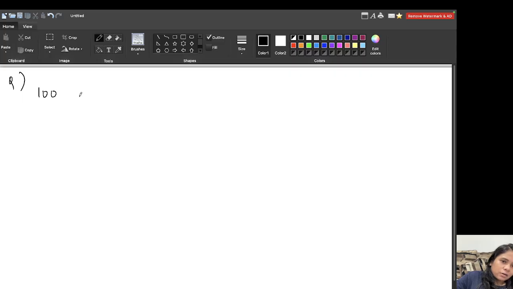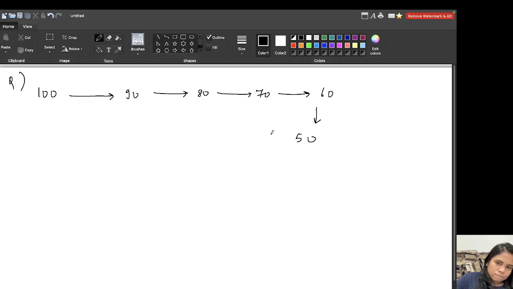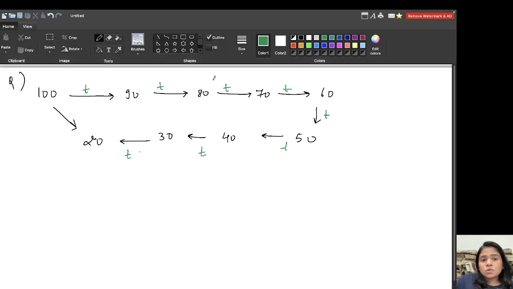You have 100, 90, 80, 70, 30, 20. Okay, so now I'm giving you the timeline. This is another question. Time is T. So what does this 100 to 90 mean? It means your 90% is getting completed. 90% completion is happening.